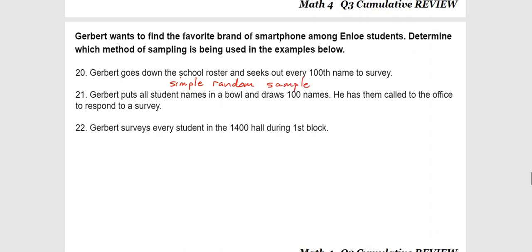Okay. Gerbert puts all the student names. Oh, wait a minute now. No, when he draws the 100 names, that's the simple random. All right, it's not random. Whoops, I need my eraser, don't I? All right, I've been interrupted about three times in the middle of this.